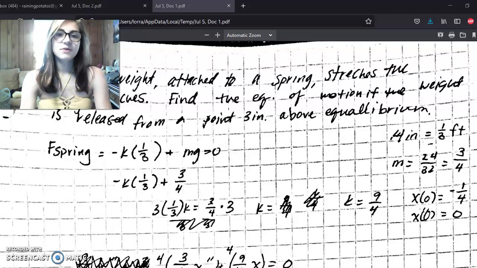So in order to solve this problem, first I found what the k constant was equal to by using the equation F spring equals negative ks plus mg is equal to 0. So basically you just plug in those values.